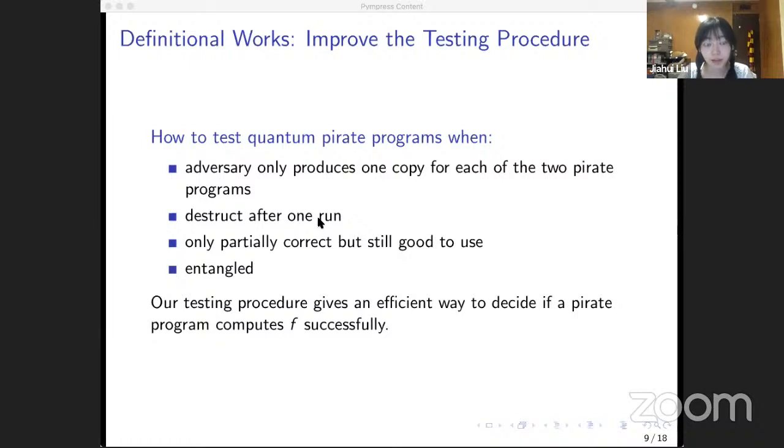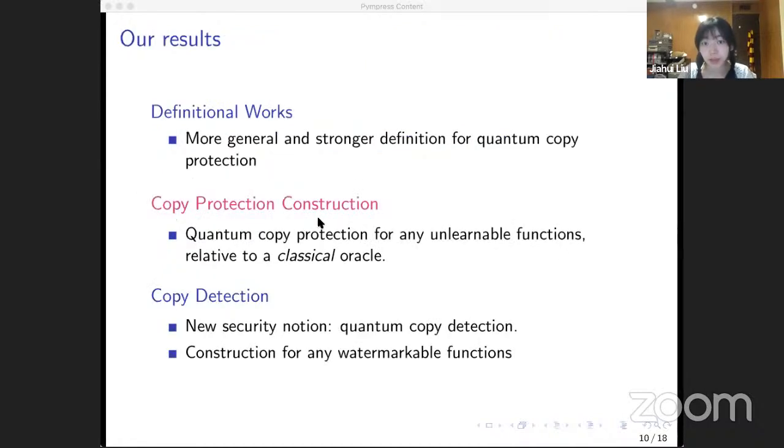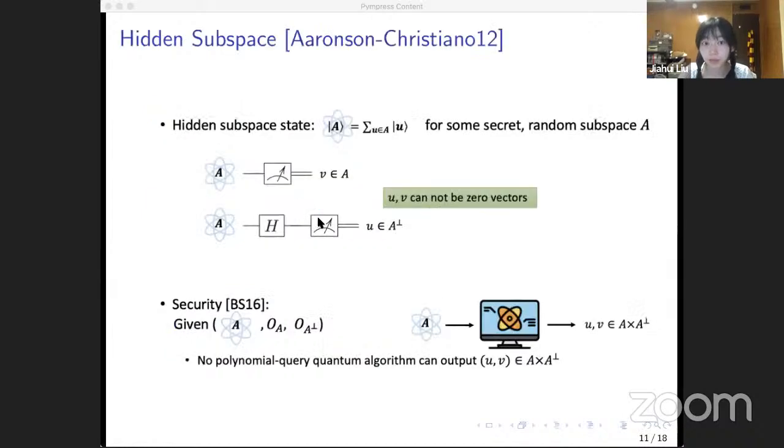They can be entangled. They may be only partially correct. Despite these issues, they may still be meaningful pirated programs that are good to use for some freeloaders, and we need to find out about these attacks. Therefore, we give a physically meaningful way to test pirated programs efficiently when facing these problems. Next, we give a construction to copy protect unlearnable functions using a classical oracle.